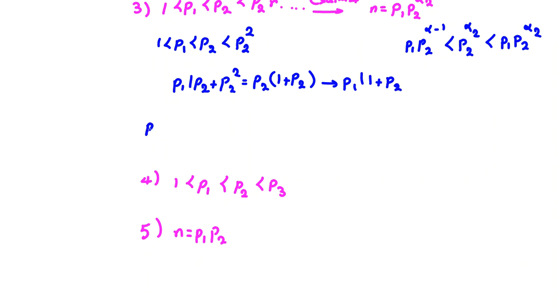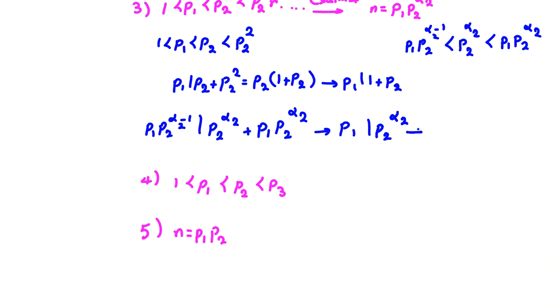Here we can say P1, P2 alpha minus 1 divides P2 alpha 2. Here let's write alpha 2, and plus P1, P2 alpha 2. Okay. Now, P1 divides this part, so P1 divides this plus this, but this is a multiple of P1, so P1 divides P2 alpha 2. Because P1 is prime, P1 divides P2, and that's the contradiction. Okay. So we've only worked on this part. Now next.